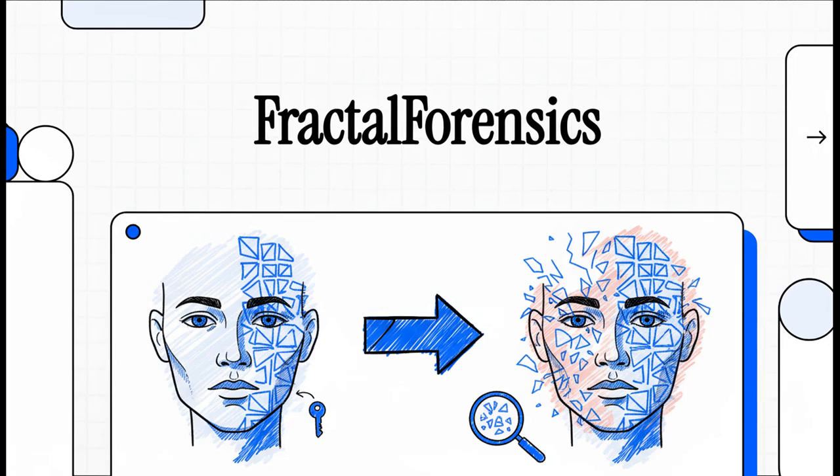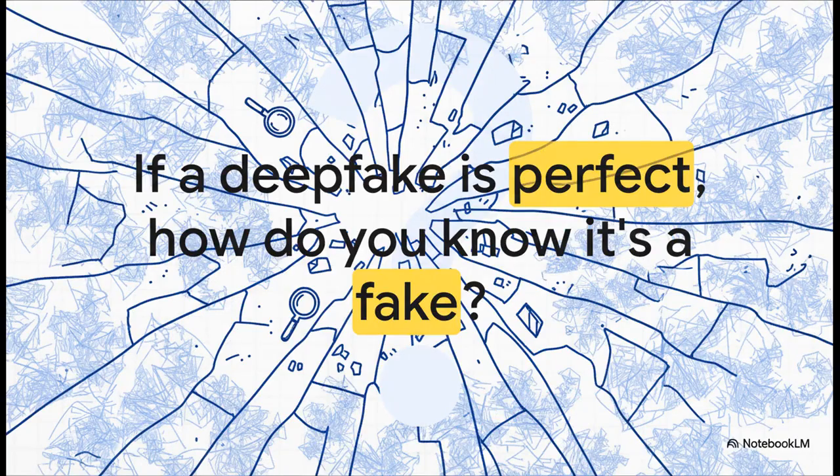We need to talk about deepfakes. You know those AI-generated images that are getting so good, they're practically impossible to spot with the naked eye. But what if the secret to finding the fake was actually hidden inside the image itself? What if we could use the elegant, infinite complexity of mathematics to do it? Well, let's dive in. I mean, seriously, think about this question.